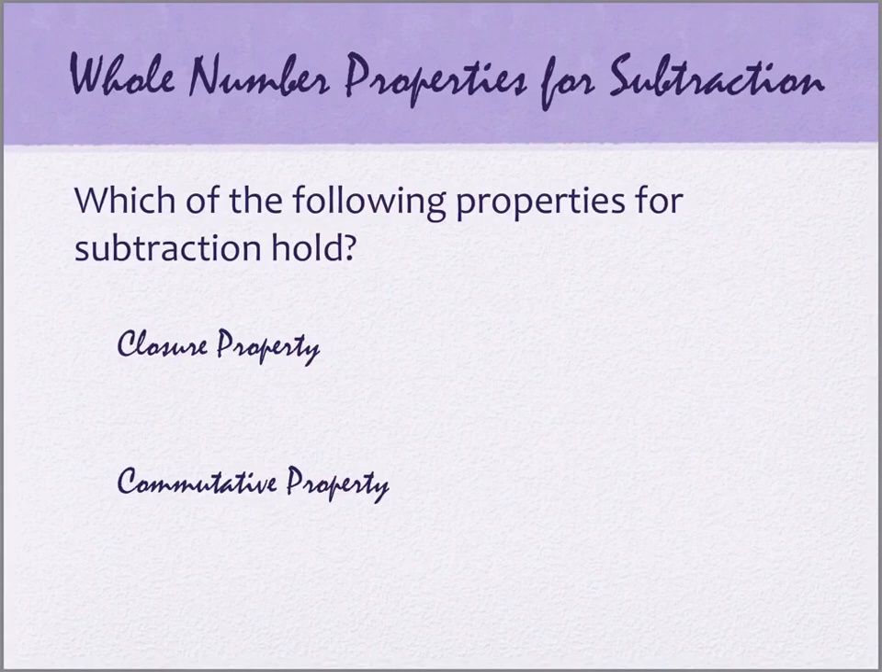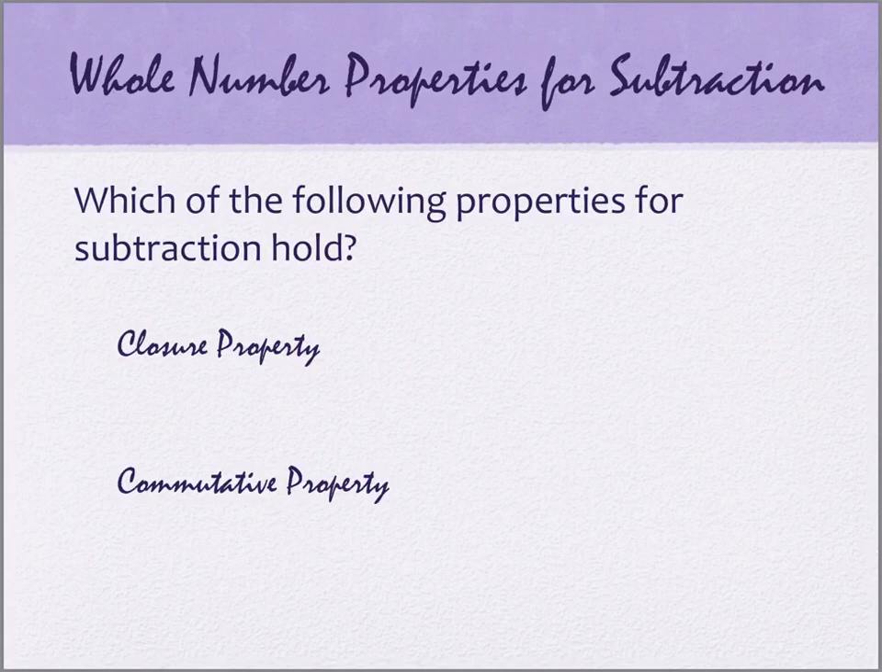So the first example is closure. Does subtraction have a closure property? Is it closed with respect to subtraction? So remember, the closure property says, can I take any 2 numbers, in this case whole numbers, because I'm asking about whole numbers, and subtract them and get another whole number? No. Can you give me an example?